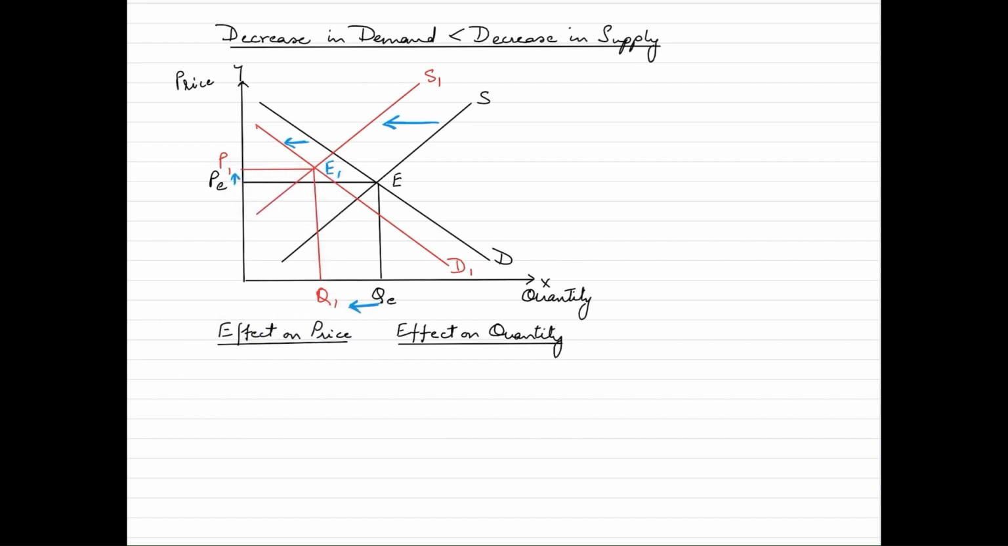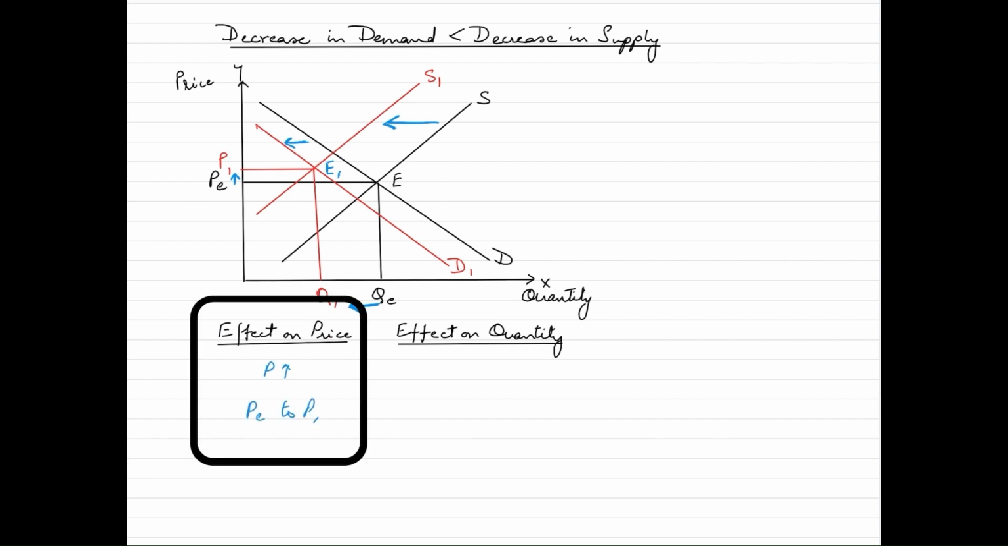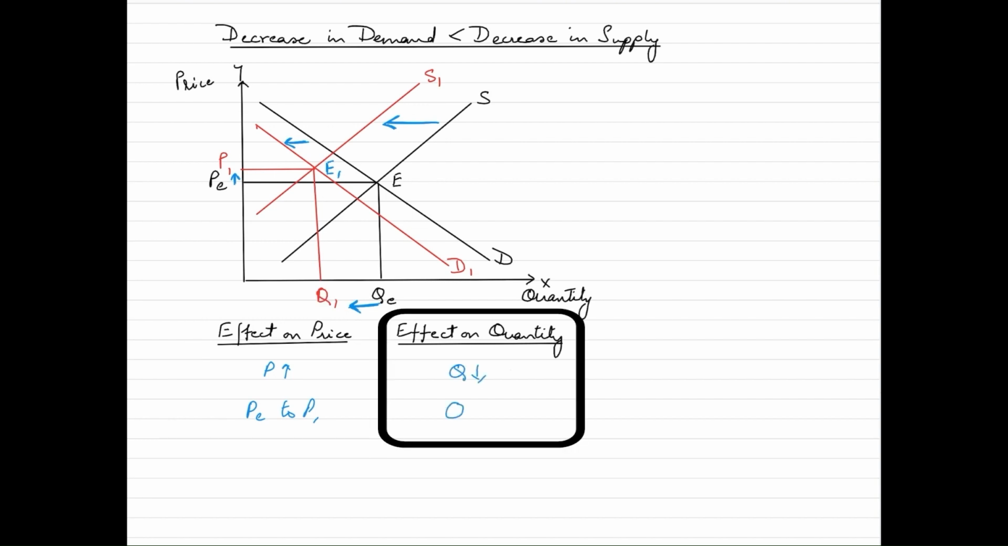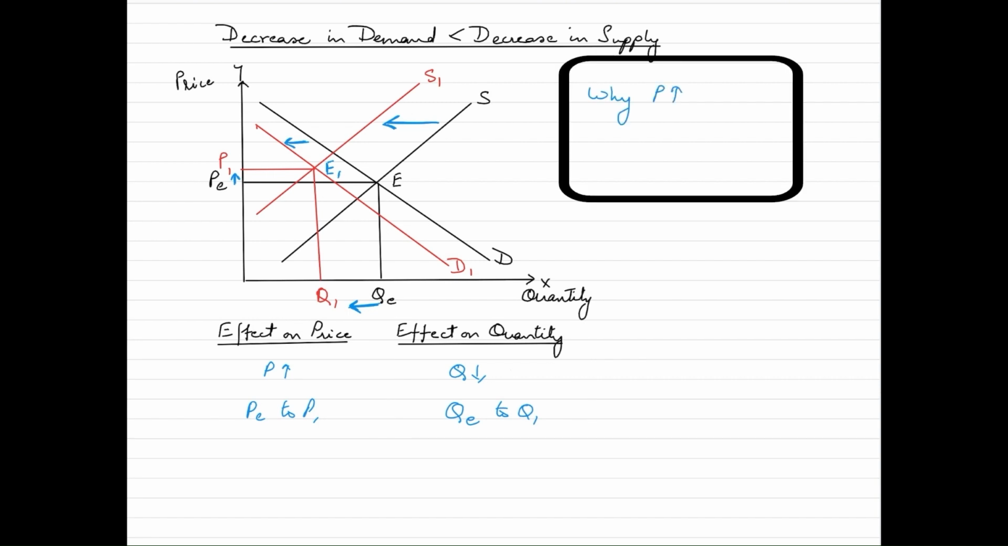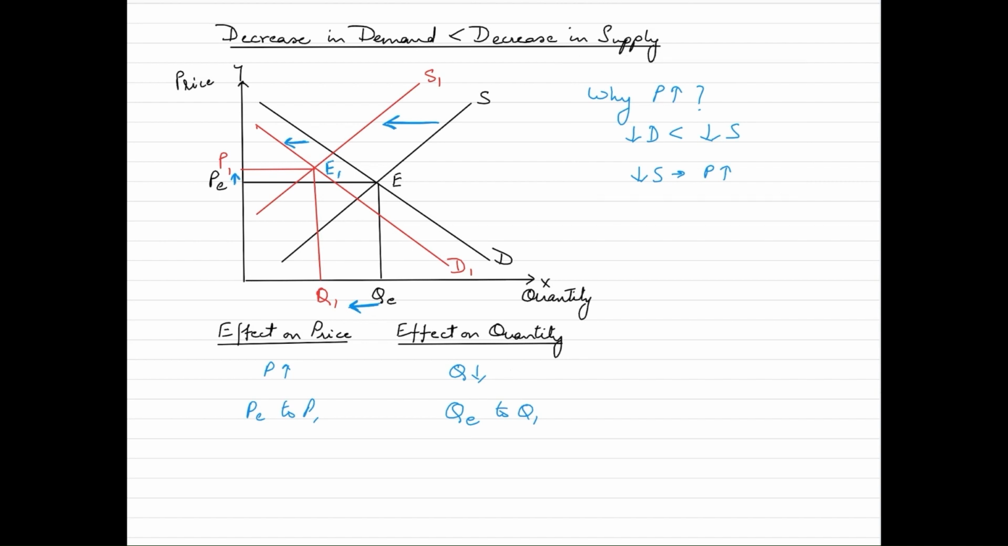Let me jot that down. So price has gone up from PE to P1. Quantity has gone down from QE to Q1. Again, why did the price go up? It is simply because the decrease in demand was not as strong as the decrease in supply. And whenever supply decreases, we know that it is going to put an upward pressure on the prices as a shortage gets created in this market. Hence, you would see the price going up from PE to P1.